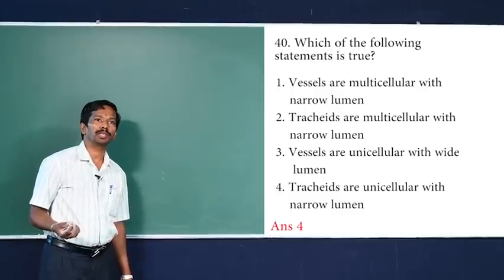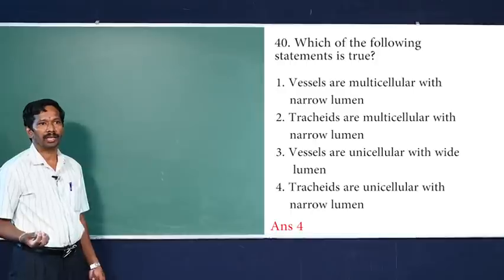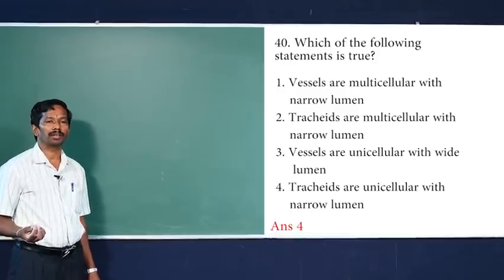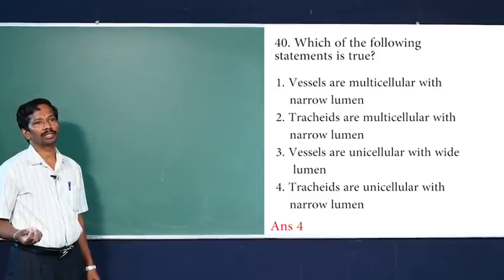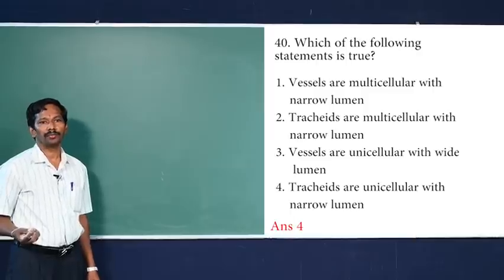Question number 40. Which of the following statements is true? 4 statements have been given. First statement, vessels are multicellular with narrow lumen. Second one, tracheids are multicellular with narrow lumen. Third one, vessels are unicellular with wide lumen. And fourth one, tracheids are unicellular with narrow lumen.